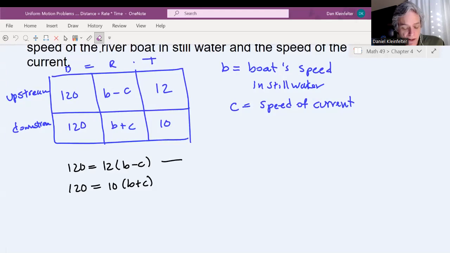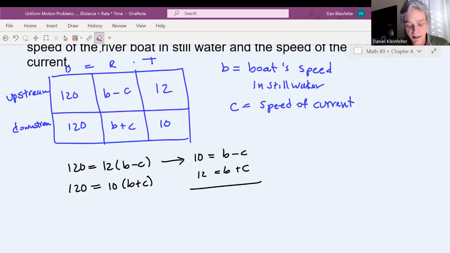I'm going to try to simplify the equations a little bit first. For the first one, the left and right are both divisible by 12, so let's do that. 120 divided by 12 will be 10, so 10 will be B minus C. And then on the second one, both are divisible by 10, so we'll have 12 is equal to B plus C. Okay, so for this system, it's going to turn out to be easiest to solve using elimination.